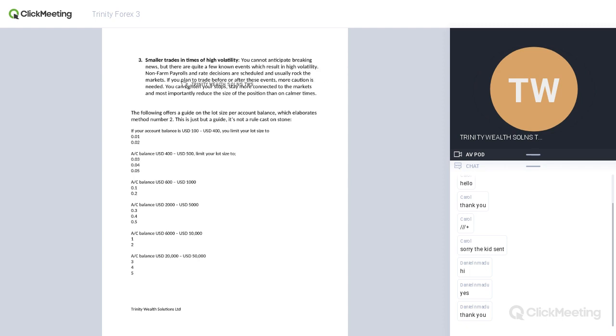Also, non-farm payrolls, NFP. I never mentioned this in this class. NFP also causes a lot of movement. That is the non-farm payroll report. It is released every first Friday of the month. Like in this case, I think we will check with the schedule tomorrow. But it is released every first Friday of the month, and it causes a lot of movement.